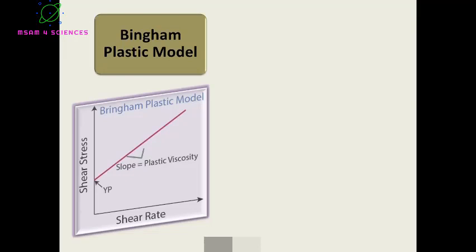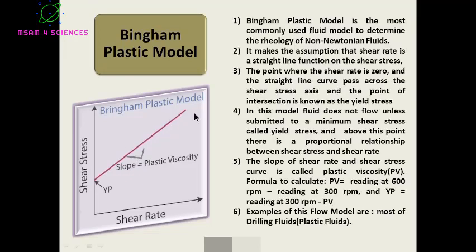Bingham is the first one for the non-Newtonian fluids. We can see it is predicting behaviors of plastic fluids. There is a yield point, but here the slope is called plastic viscosity. Plastic viscosity can be calculated from the readings of 600 rpm and 300 rpm by subtraction between them. The yield point can be calculated by subtracting plastic viscosity from the 300 rpm reading. Examples of this, as we said before, are plastic fluids.